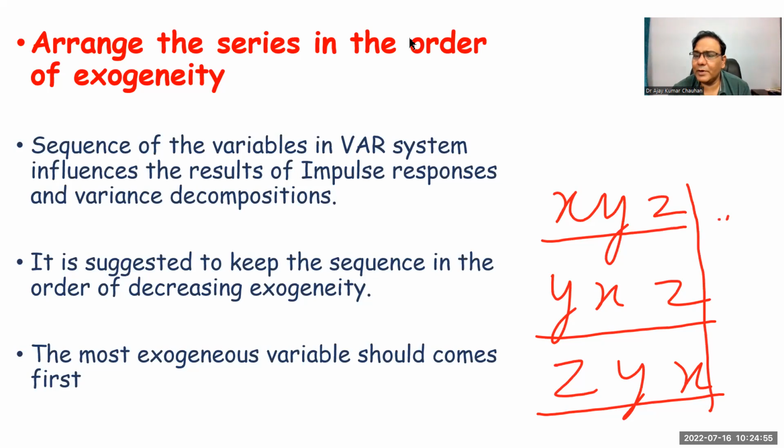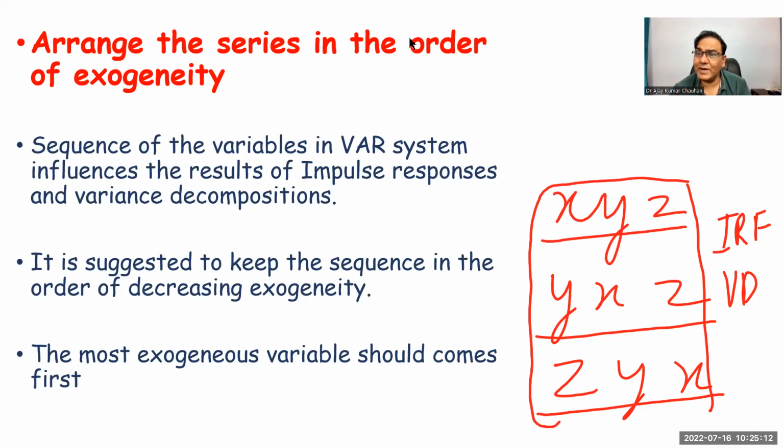Especially 2 results will be different, that is the IRF result and the VD result. IRF stands for impulse response function, and VD stands for variance decomposition. So these 2 results will be different. So right sequencing is very, very important. So the question is, what should be the right sequencing in VAR?